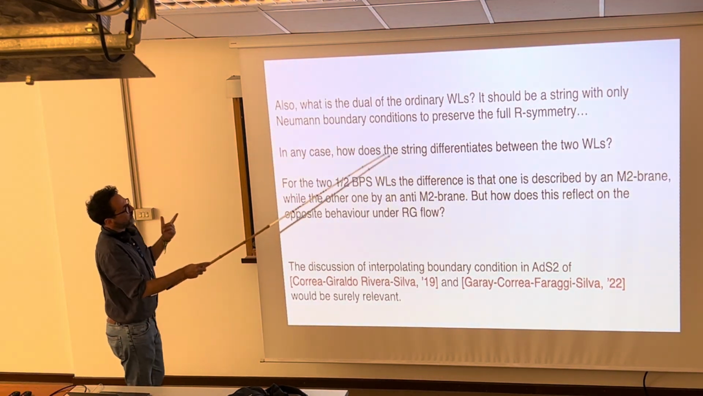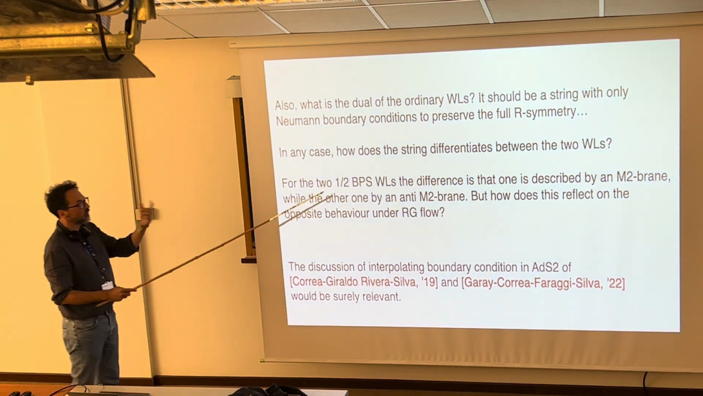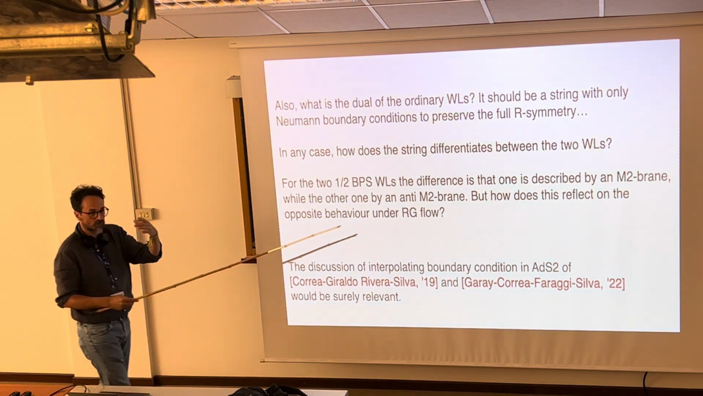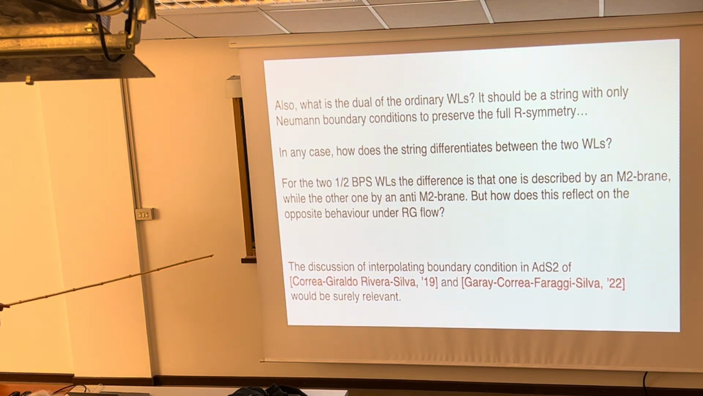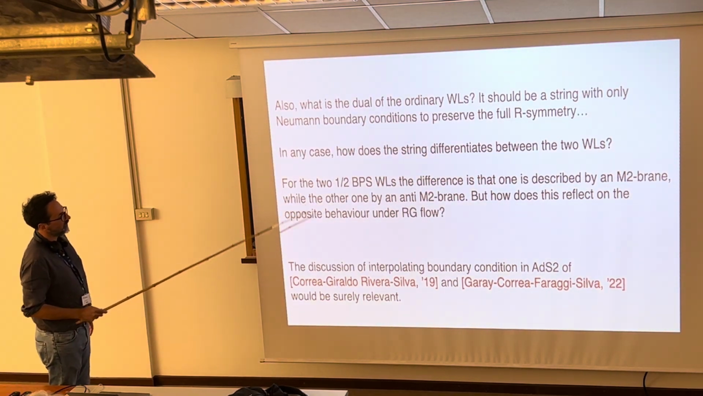But then there is another question. We had two ordinary Wilson loops. How does the string know between the two of them? Because they have completely different behaviors under the RG flow. One we saw is an attractor. The other one is repulsive.